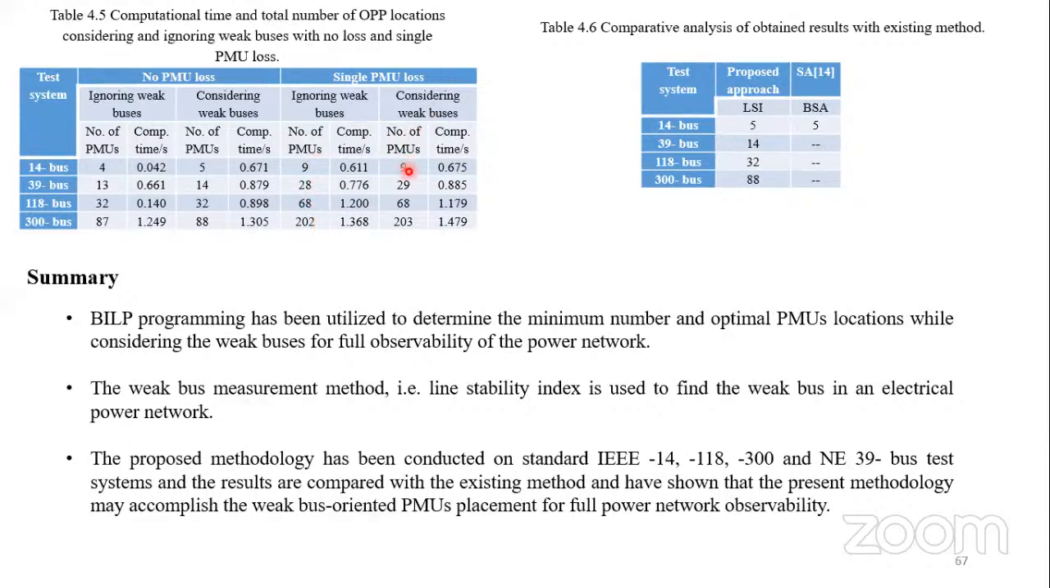But in this case, for the 14 bus system it is the same, but there is a change in location. For 39, 118, and 300, it is increased. See here, 28 becomes 29, but for 118 it is the same. And for the 300 bus system, the number is increased by 1, that is 203. So this is based on your weak bus formulation, whether we are considering the weak bus or not.